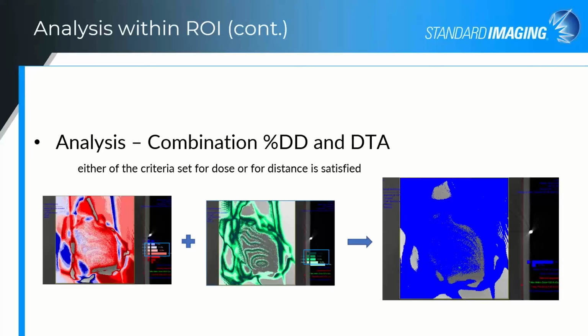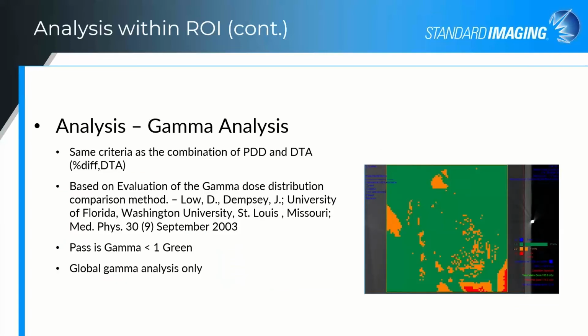So for the combination of both the percent dose difference and the distance to agreement, you get this combination where if it's passing in either, it shows in blue in this combined data set. So a pass of within 3% or 3 millimeters. For the gamma analysis, Ray allows for specification of the same criteria. Again, the 3%, 3 millimeters, what's shown here.